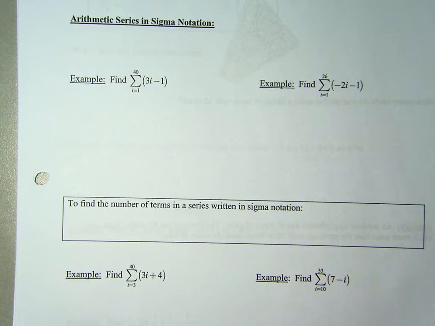The sum as i goes from 1 to 40 of 3i minus 1. This is going to be a pain. Why? You already know about sigma notation. What's going to make this a pain? You got to plug in 40 numbers. There's got to be a quicker way to do this. Let me start doing this problem, though.